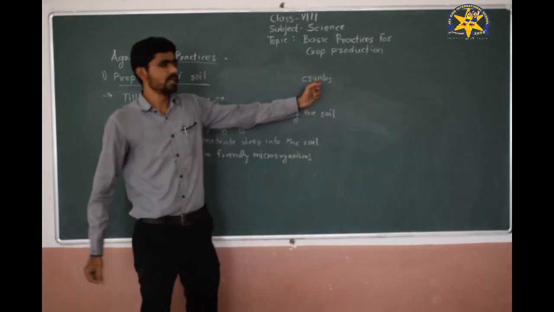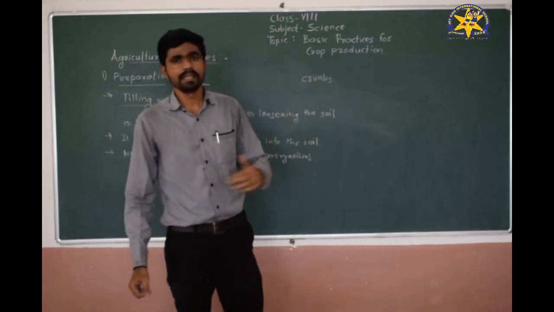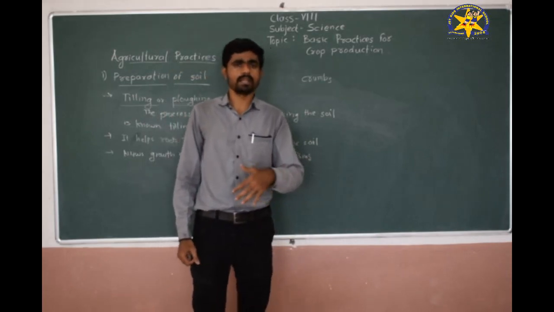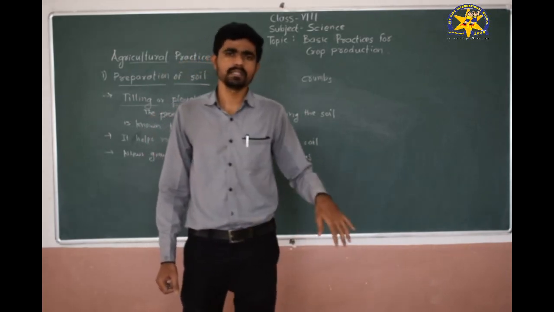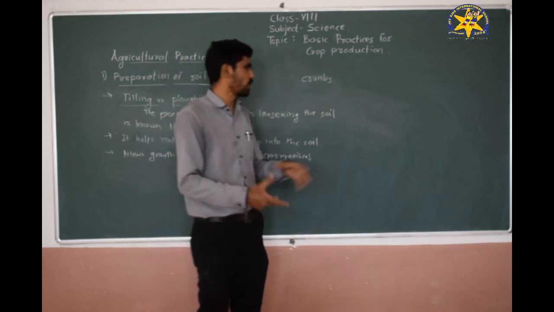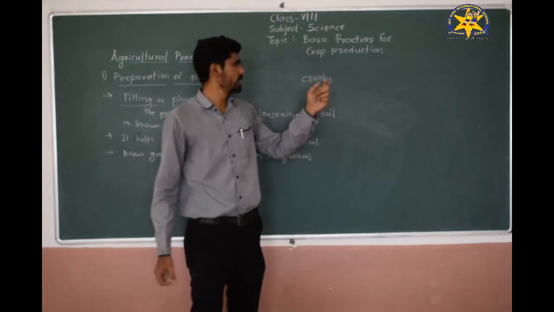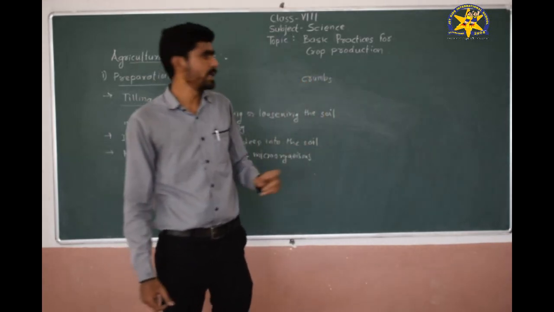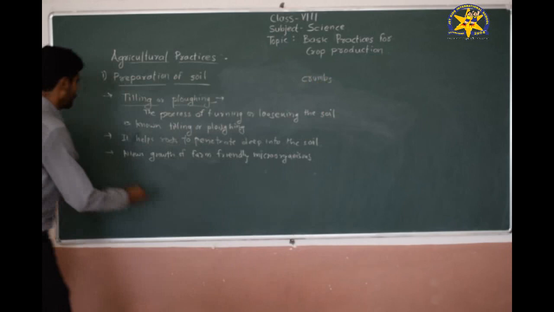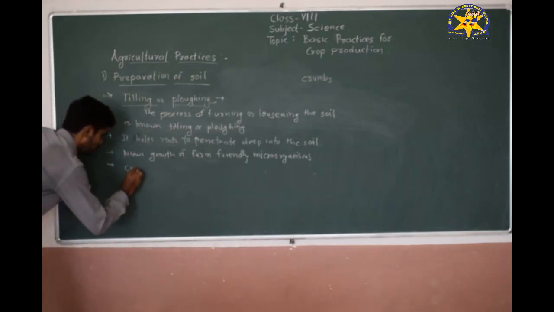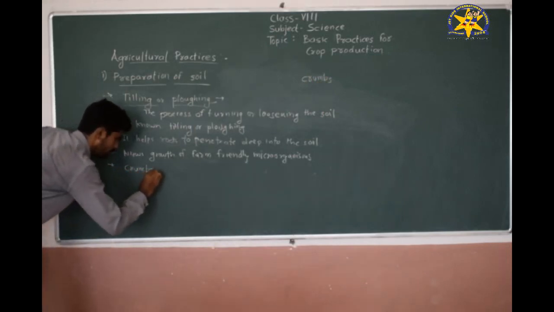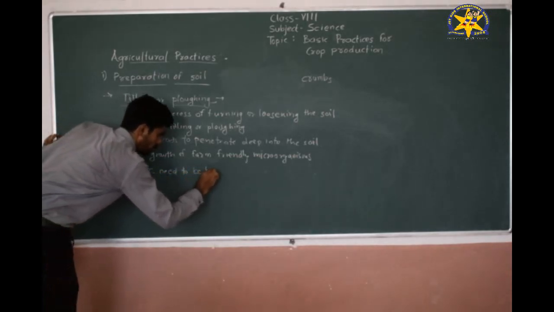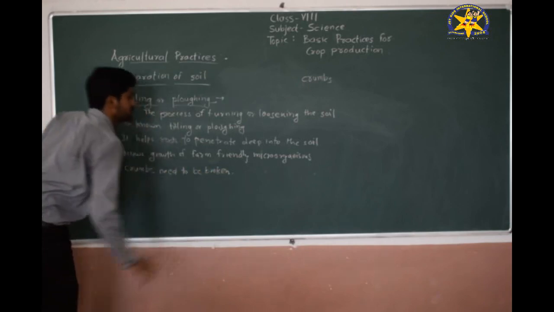If we do not break these crumbs, then they will create a disturbance in the process of sowing. When the farmer or the tractor-driven sowing machines are used in the soil, it will get choked or clogged. So the sowing process will be affected if there are any crumbs in the soil. It is necessary to break them. So in preparation of soil, crumbs need to be broken.